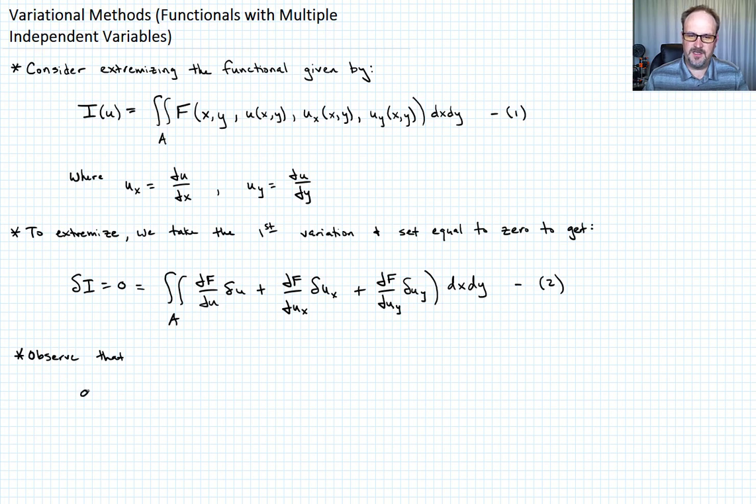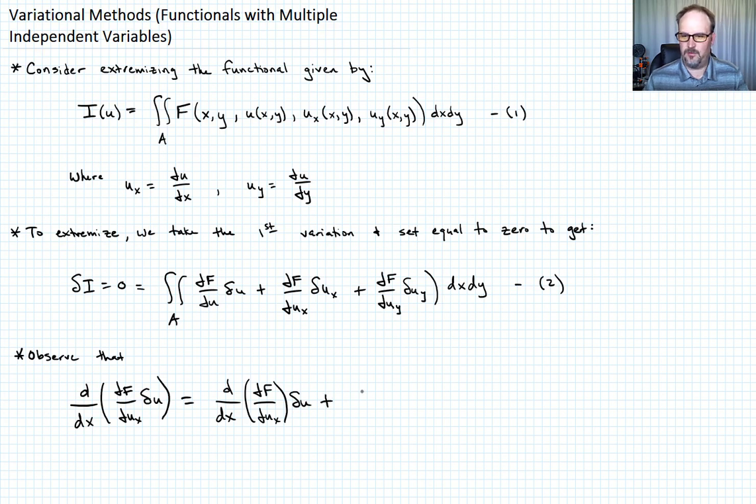What I want to do is consider the following quantity, d by dx of the quantity partial f with respect to ux times delta u. What is that derivative? Well, it looks like d by dx of partial f with respect to ux times delta u, plus, this is just a product rule, right? Plus partial of f with respect to ux times d by dx of delta u. That's just the product rule.